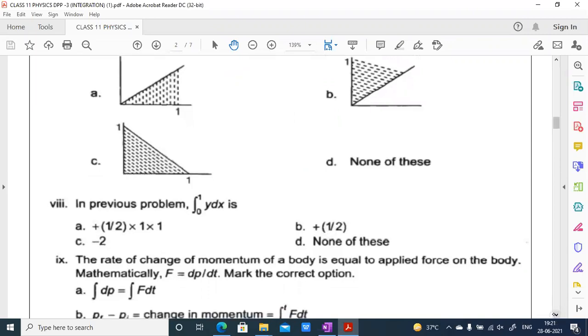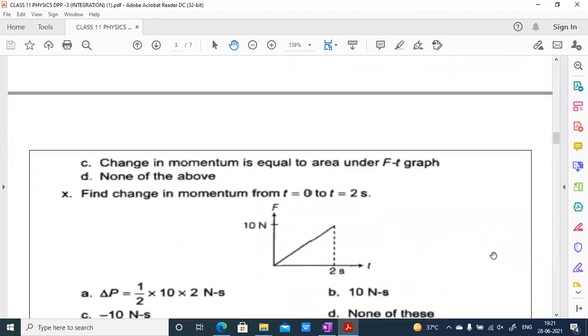So what is the difference between A and B? Good question. A and B both, I think, will be the answer.